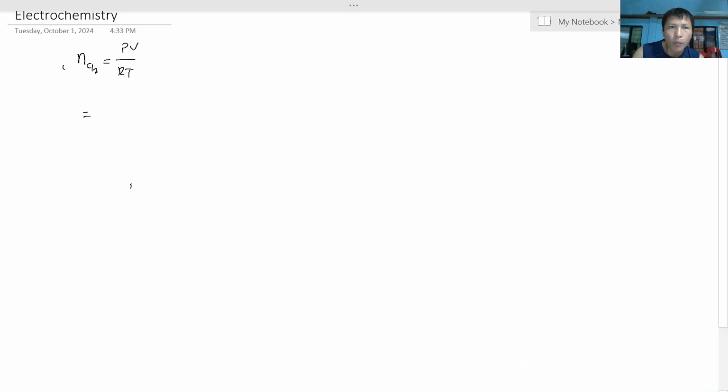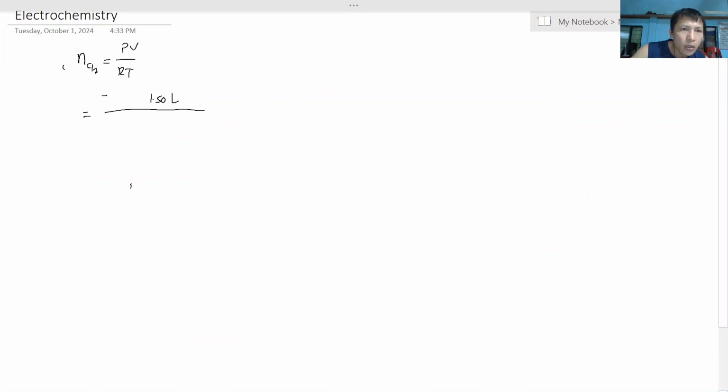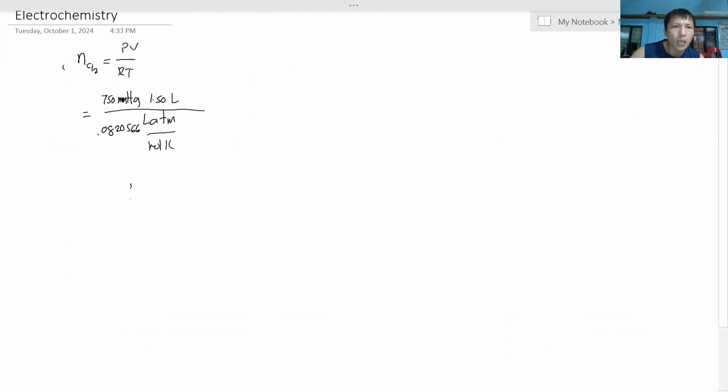We substitute the given, that is 1.50 liters for your volume. How about for your pressure? Sorry, that is 750 millimeters of mercury, so 750 mmHg. Your R is a constant, 0.08205666 liter atm per mole Kelvin, and your temperature is also given. That is 20 degrees Celsius.